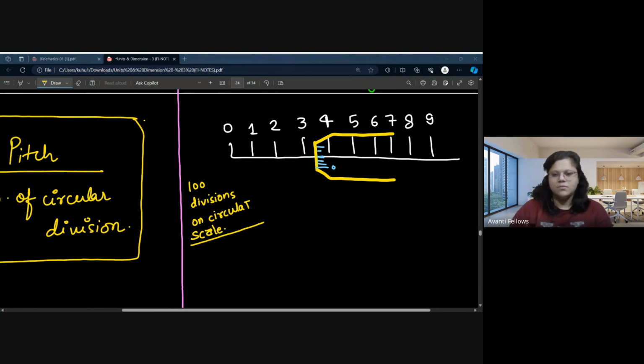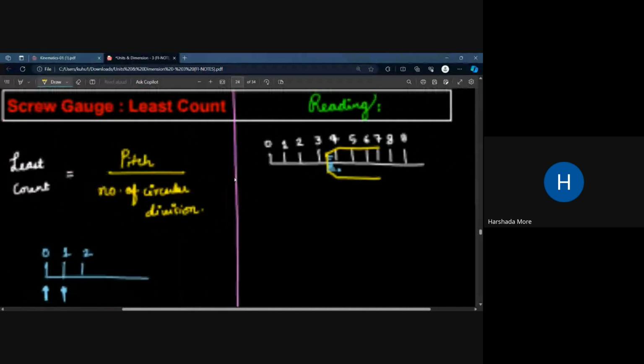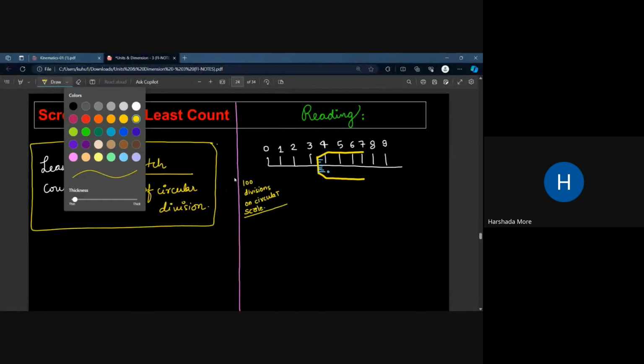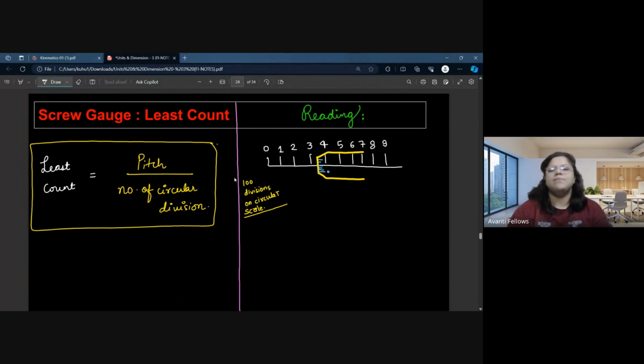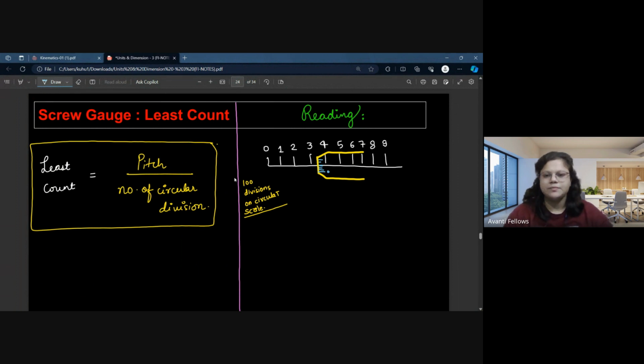Did you get it? No, ma'am. Okay. See, the concept is the same. Let me change the ink. If I want to calculate the reading, it is main scale reading plus circular scale reading.